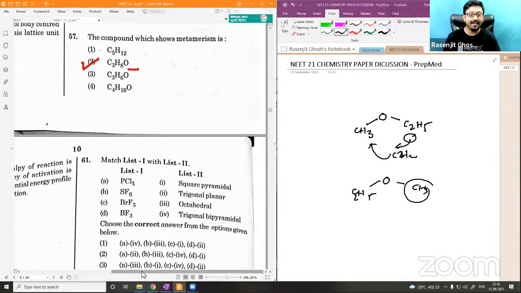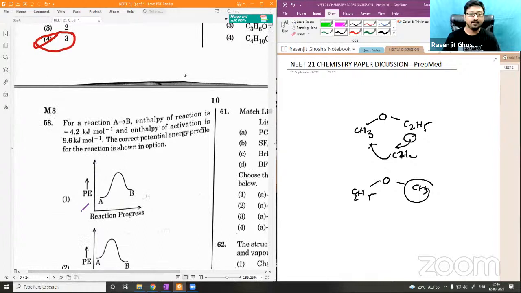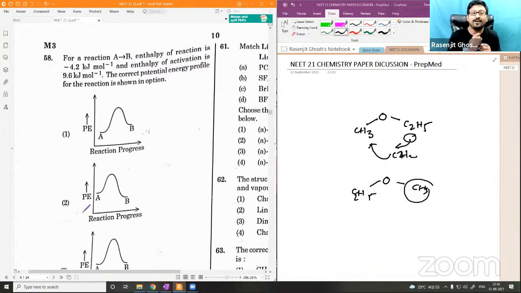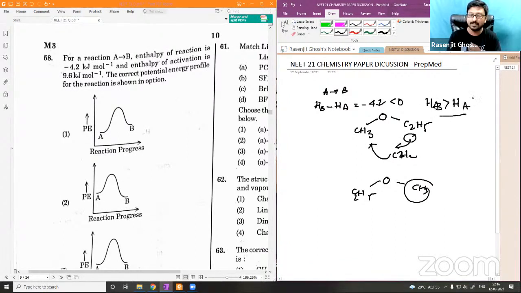Okay, now 58. This is the interesting one. For a reaction A to B, the enthalpy of the reaction is minus 4.2. So if it is minus 4.2, then I can write H of B minus H of A is equal to minus 4.2. That is a negative quantity. That means the enthalpy of B will be lower than the enthalpy of A. Right? So the difference will be negative.